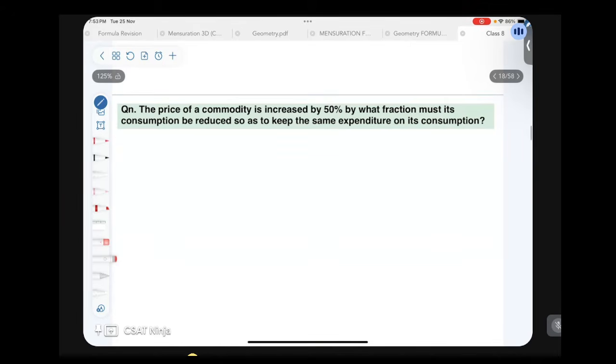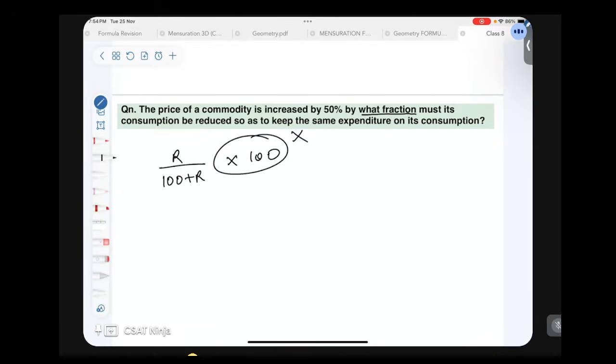The question says, the price of a commodity is increased by 50%. By what fraction must its consumption be reduced so as to keep the expenditure the same? That means there is an increase. What was the formula? If there's an increase, the formula is R divided by 100 plus R. Increase means plus R. And we need to get our answer in terms of what fraction? So I don't need to multiply by 100 here.